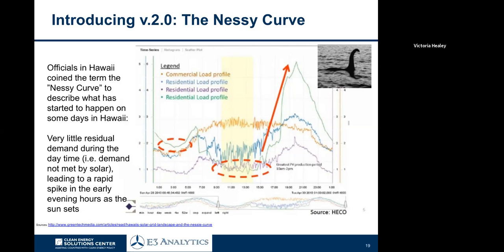Very little residual demand during the daytime is not met by solar. In other words, Hawaii during the daytime, at least certain particular regions, particular feeders of Hawaii, are met entirely by solar. There are some parts of the Hawaiian grid where solar represents over 300% of daytime load effectively on those feeders. So all of that electricity is then flowing elsewhere in the network, out of those feeders, backwards up the substation and to other parts of the network.